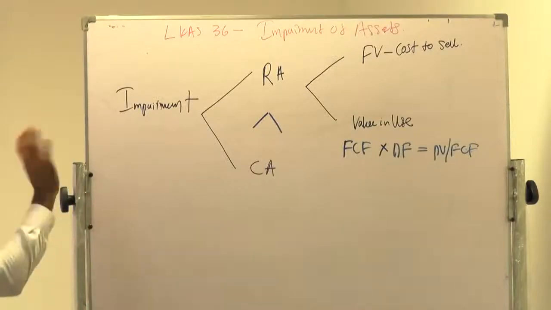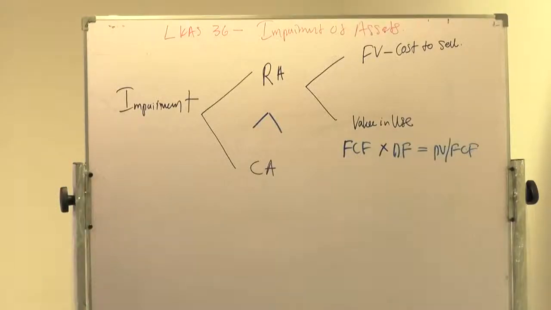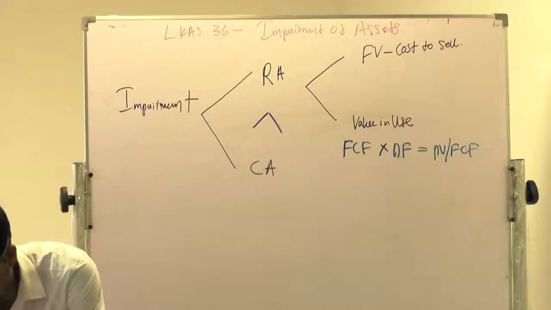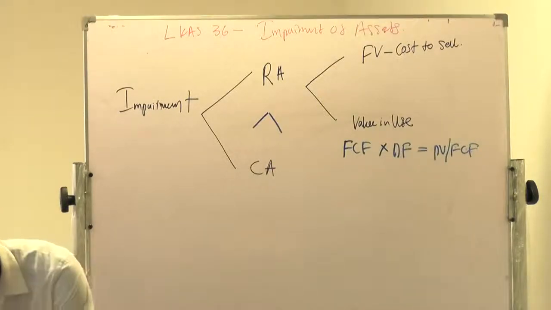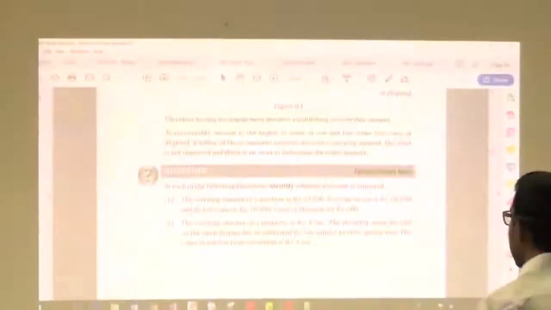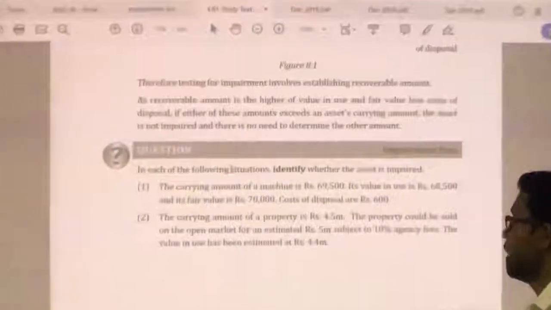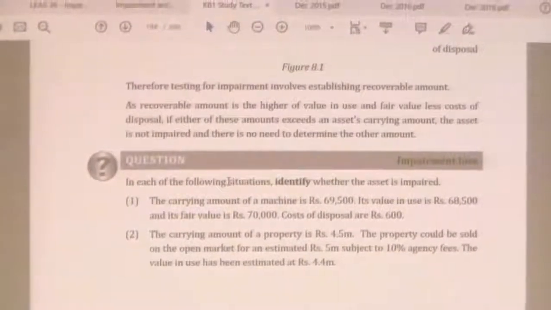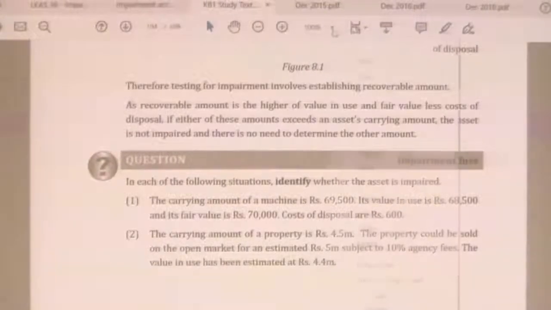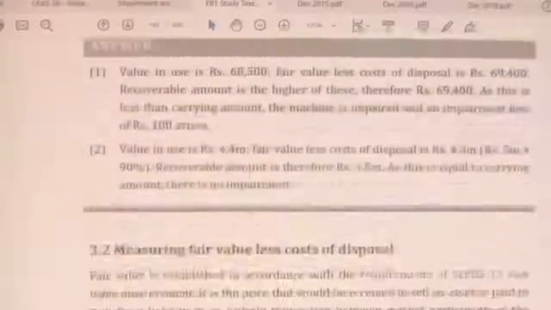So, this is the simple idea behind impairment. I will take a simple example to explain this further. You can understand the standard overview with this simple example. Read this question: in each of the following situations, identify whether the asset is impaired or not. Read the first one.